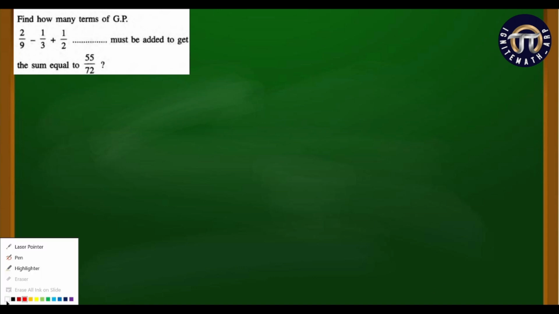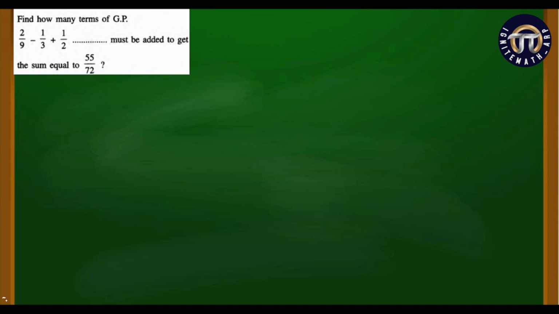In the next question, find how many terms of the GP so and so must be added to get a sum equal to 55 by 72. So here GP is given to you. So I can write that A is equal to 2 by 9. Then T2 is equal to minus 1 by 3. So A is nothing but our T1.